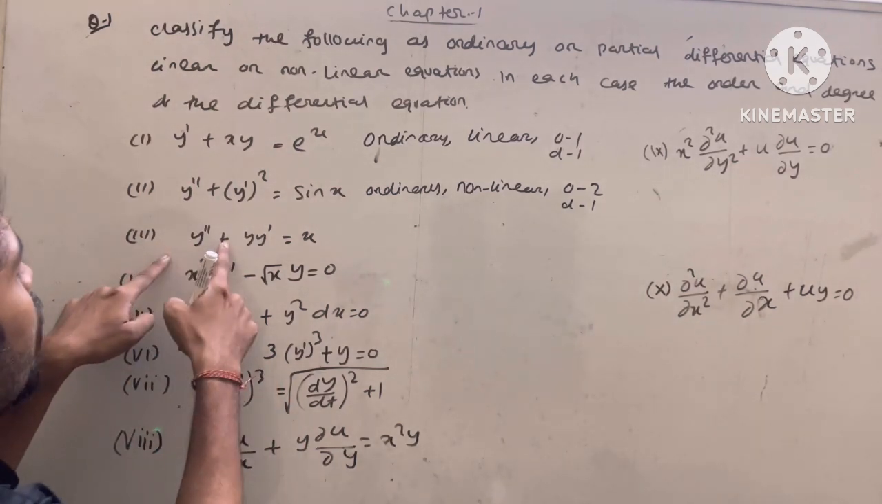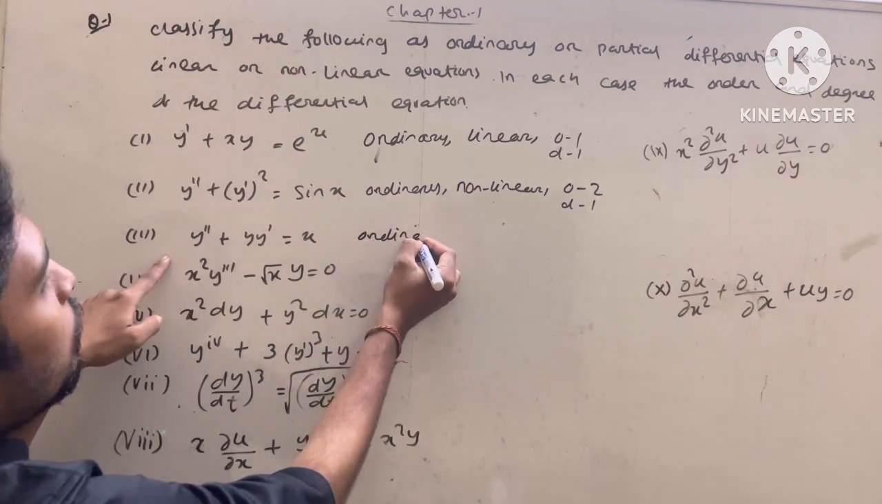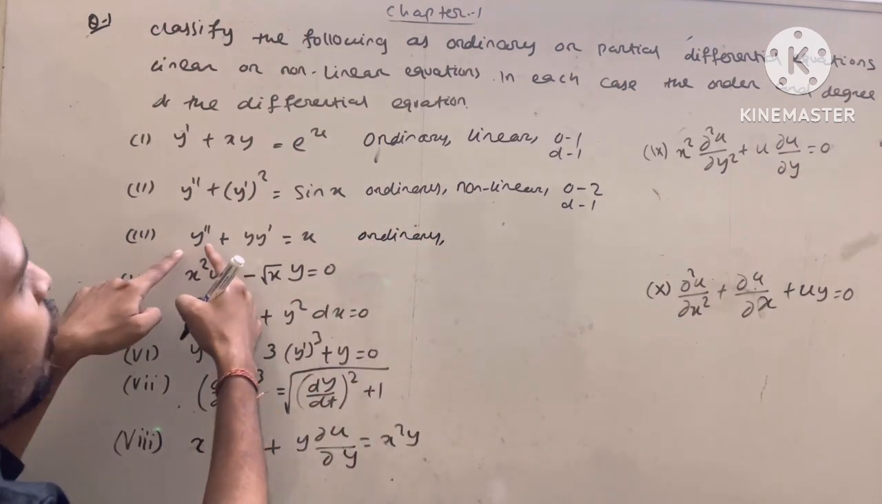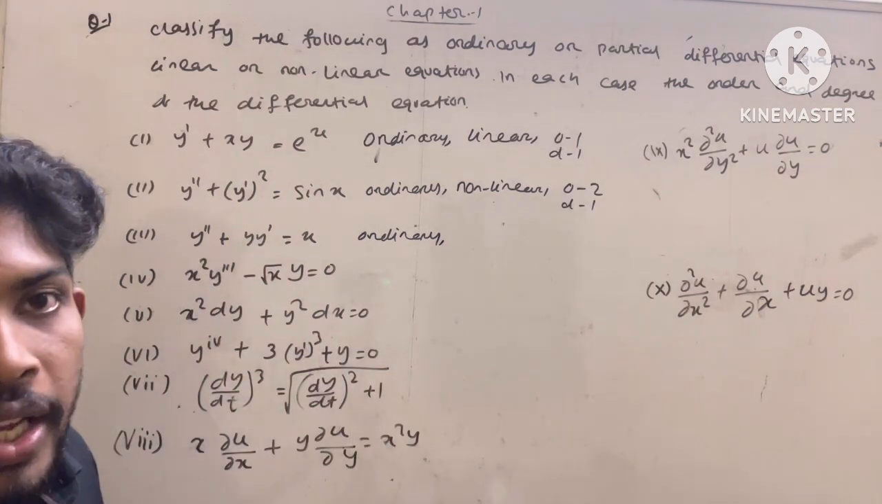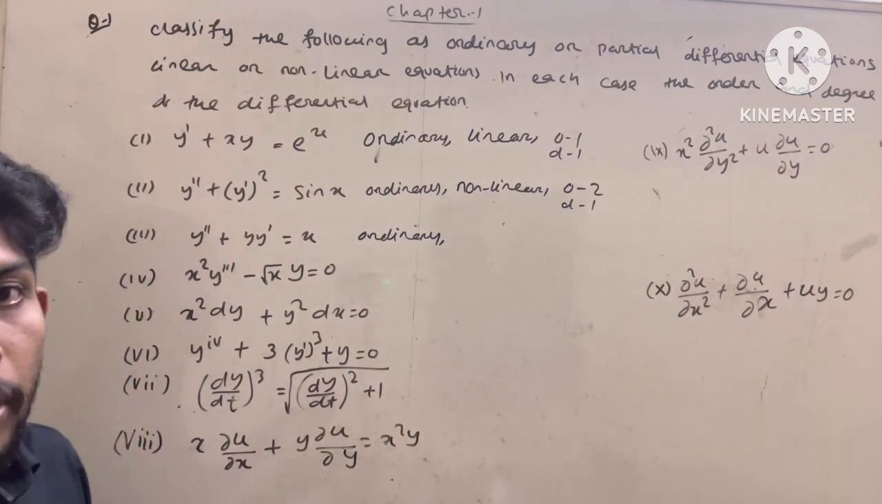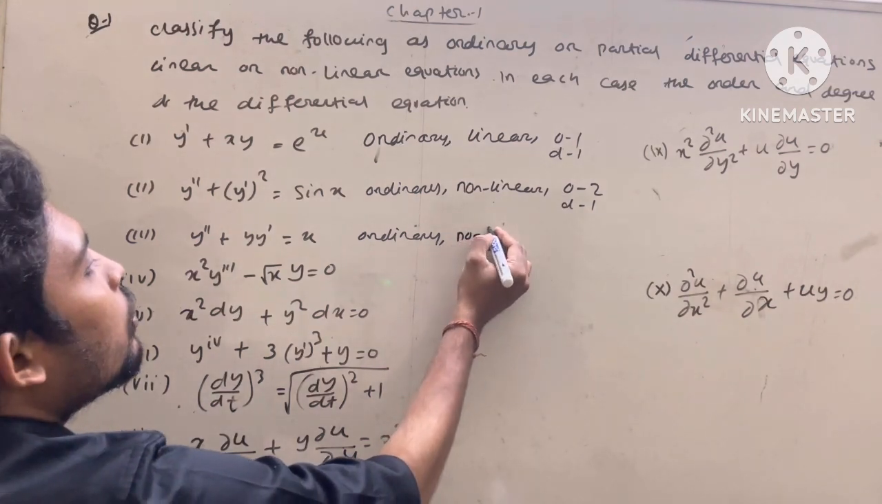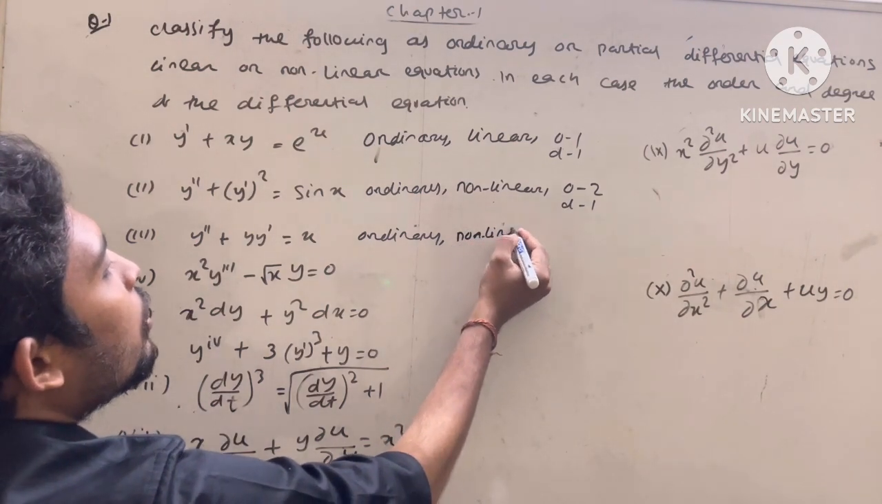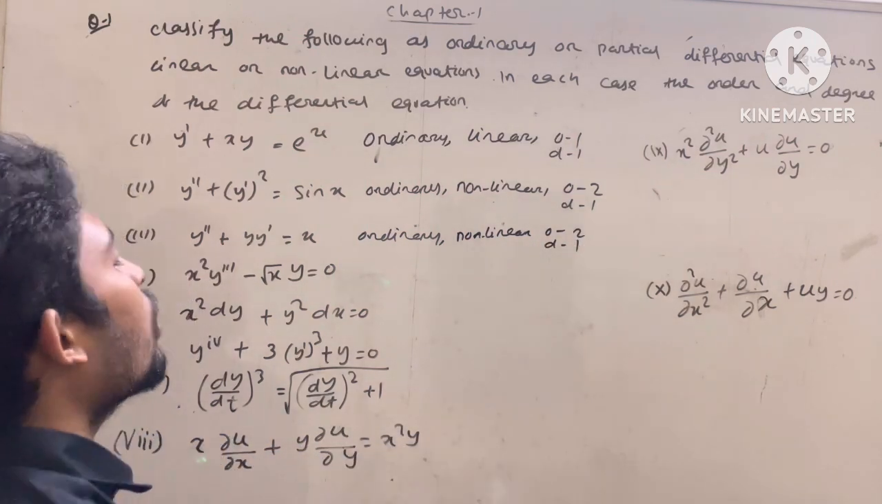Y double dash plus y y dash equal to x. So it is ordinary, no doubt. Is it linear or non-linear? Here there is y into y dash, a product of the dependent variable with its derivative. So that's why this is non-linear. And the order is 2, the degree is 1.